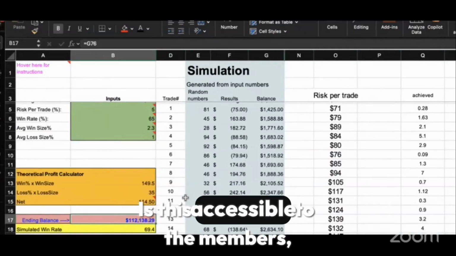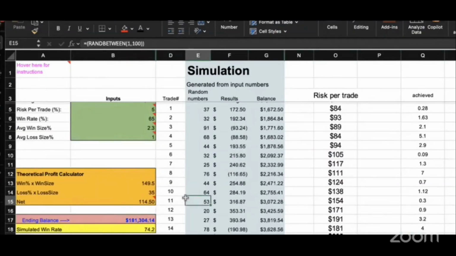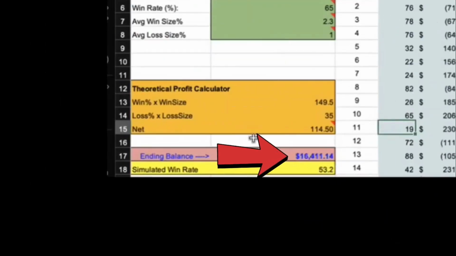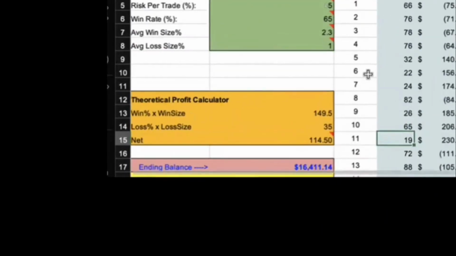Is this accessible to the members, this spreadsheet? Yep. So let's look at the worst case scenario. The smallest number I saw was 26,000. I think the biggest number was 114-ish. Oh, there you go, 16,000. This is a pretty bad trial.